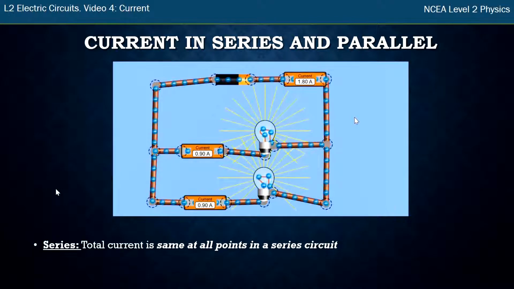So in series, the current's always the same at all points, and in parallel, the current is split between the two paths, because that's how the electrons go. Some of them go one way and some of them go the other way. So those rules are actually the opposite of the voltage rules, and we'll talk about that in a second.